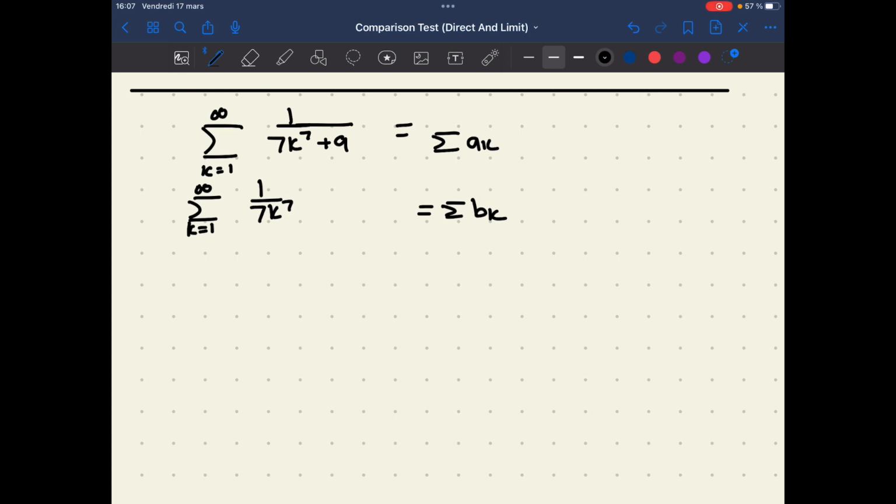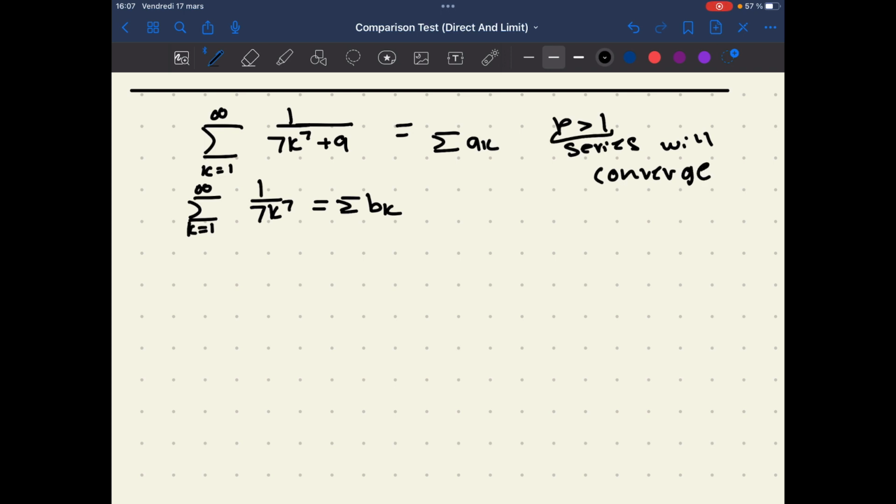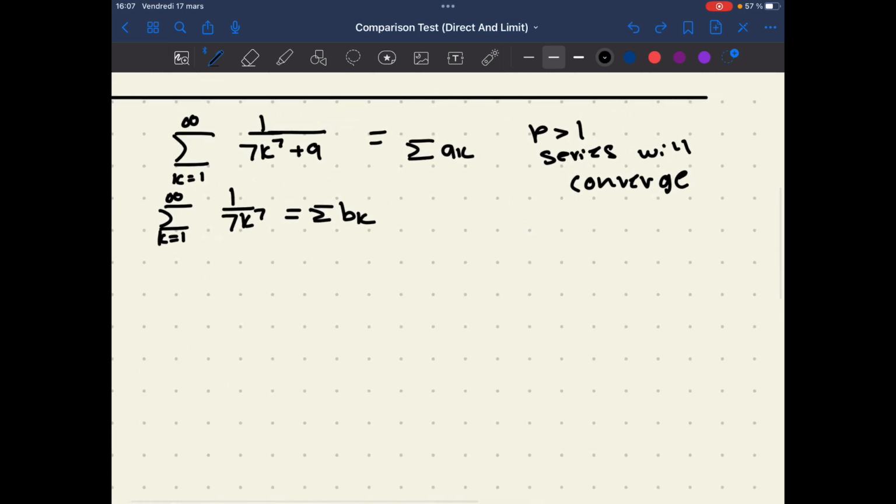And this right here, well, we can just move the b sub k right there. We know that by the p-series test, if p is greater than 1, then the series will converge. Now, if p is equal to or less than 1, then it will diverge. So we can say that this converges by p-series.